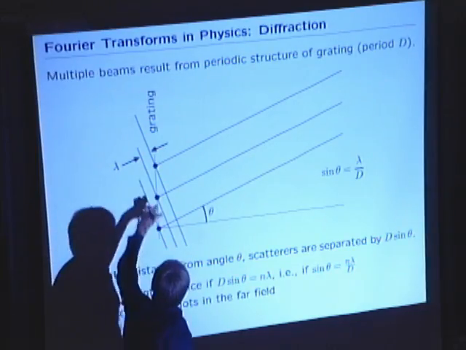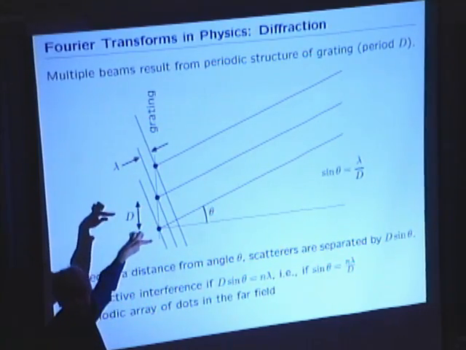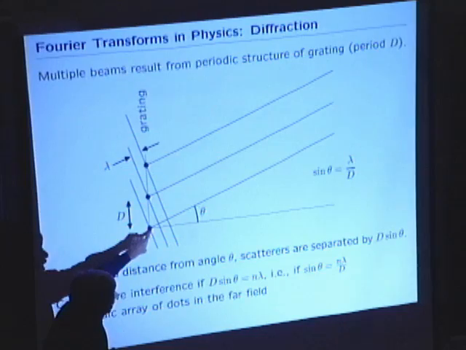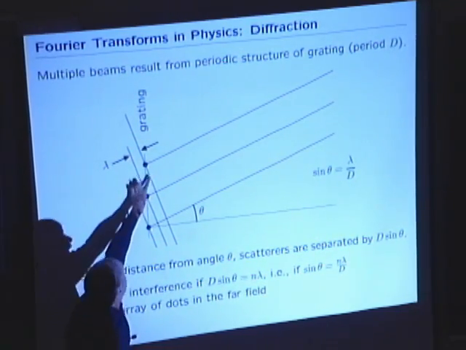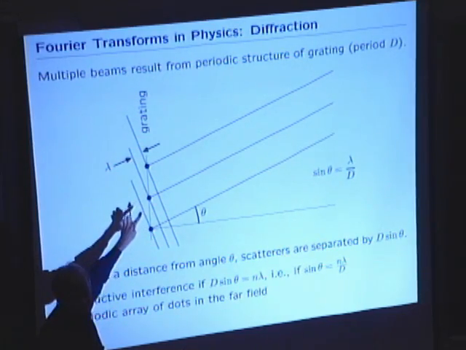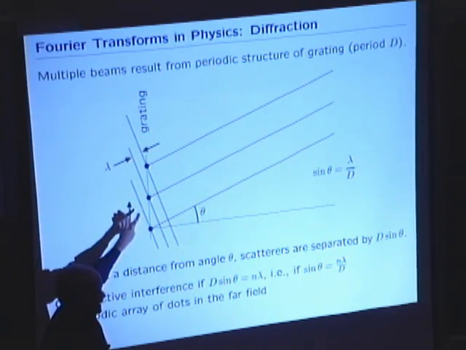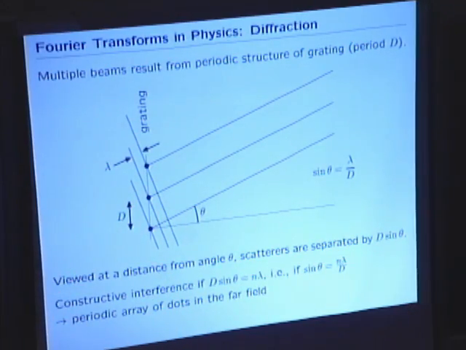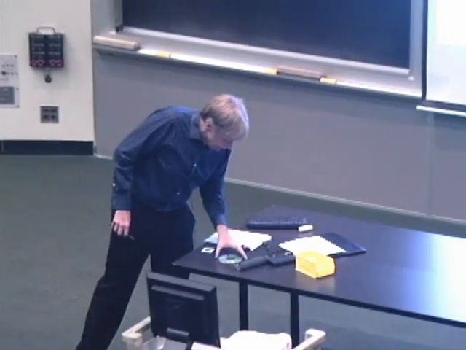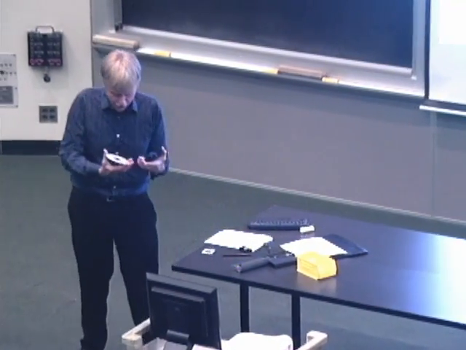That means that if I arrange the angle so that this is lambda, the light that scatters off of here will constructively interfere with the light that scatters off of here and here. Everybody see that? So that means that there's a funny angle, the sine of which is lambda over d, at which you get constructive interference, and that's what's going on with the diffraction grating. Okay? And you can see that there are simple illustrations of that all over the place.